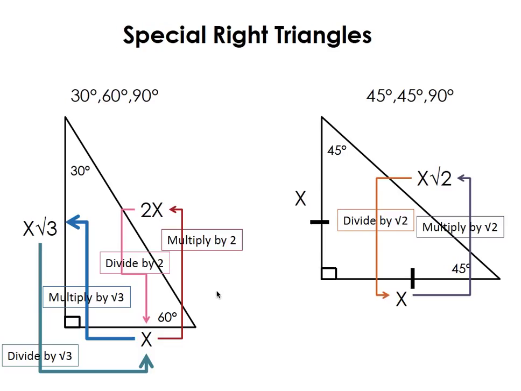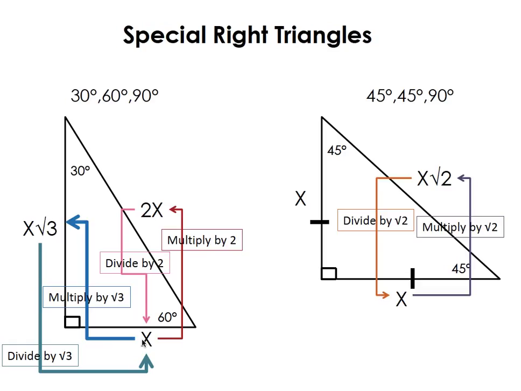Very similar relationships over here in the 30, 60, 90 triangle. If you'll remember, the short leg is across from the 30-degree, the smallest angle, and the longest leg is across from the 90-degree angle. And then you have the hypotenuse, which is always across from the 90-degree. If you know the length of the shorter leg, you can find the hypotenuse, it says, by multiplying by 2.